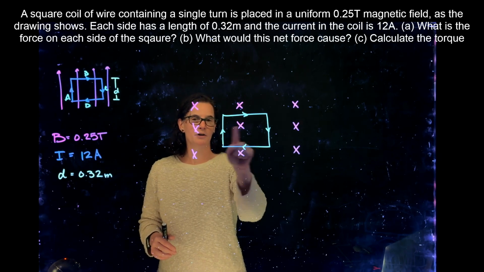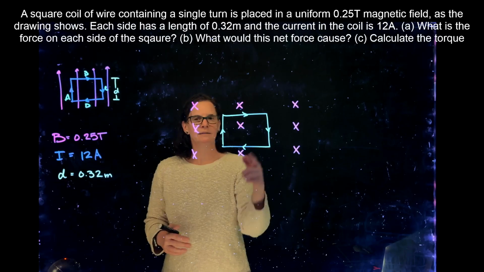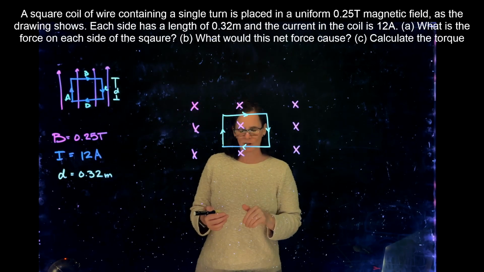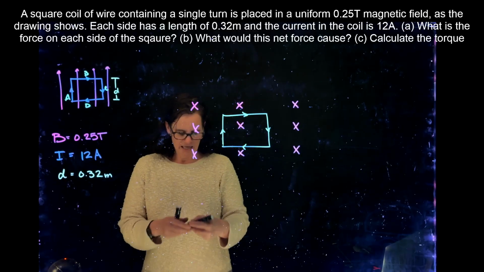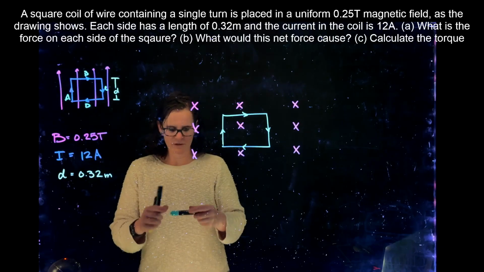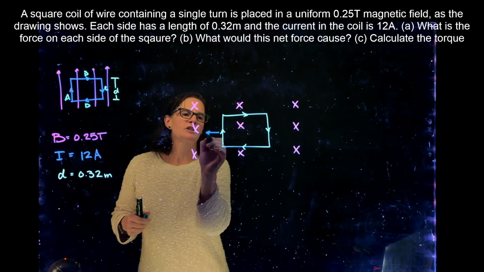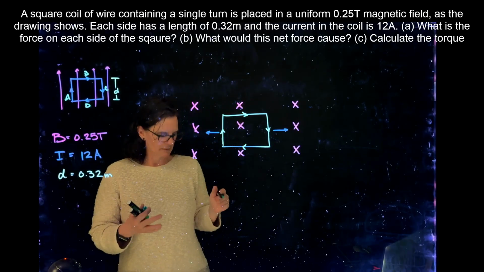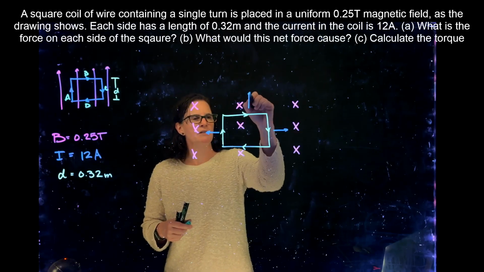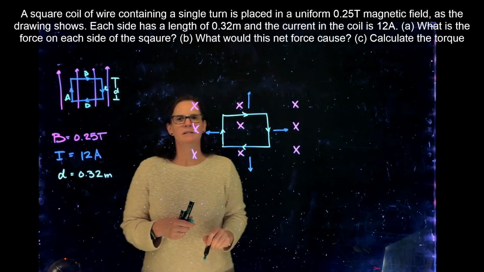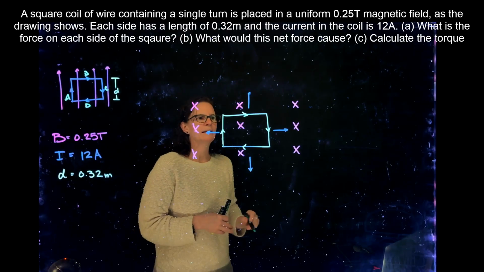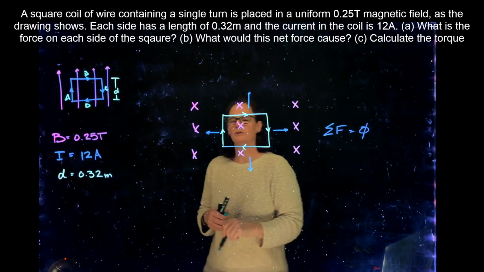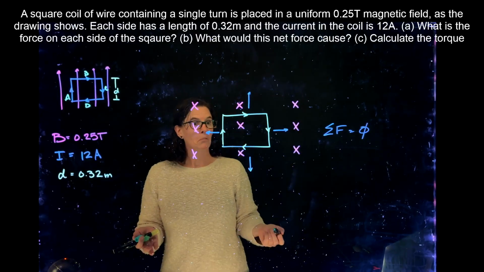The forces on the outer edges, the right and left edges: again, if you put your fingers in the direction of the current, you curl into the direction of the force. This edge experiences a force in this direction, this edge experiences a force in this direction. Similarly, this edge is going to experience a force in that direction, and the bottom is going to experience a force in the downward direction. And now my net force on that loop is 0. There's no force on that loop.